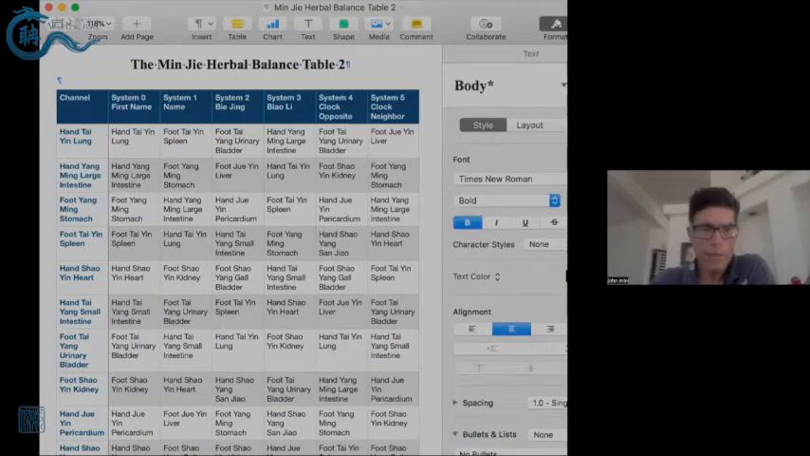So first, we'd need to decide what we want to do with the heart, right? Because as we all know, there's no holy grail herb or formula or jazz cluster that's good for the heart. Once we have that clearly in mind, we would go to Min Jie balance table 2. Let me share that with you. We would go to line 1, 2, 3, 4, 5. There's our heart line.